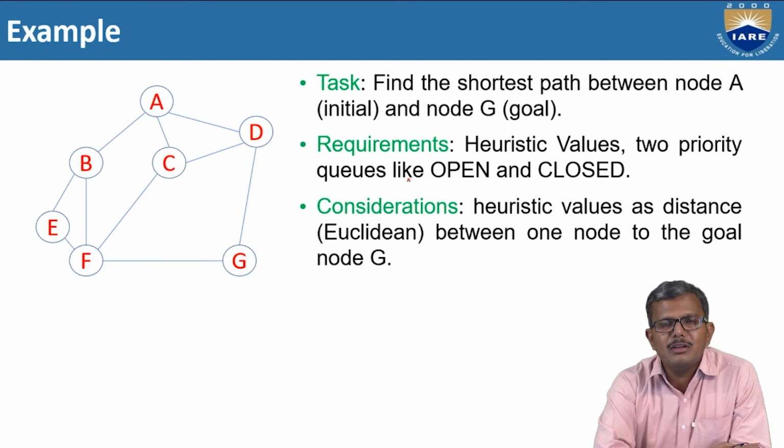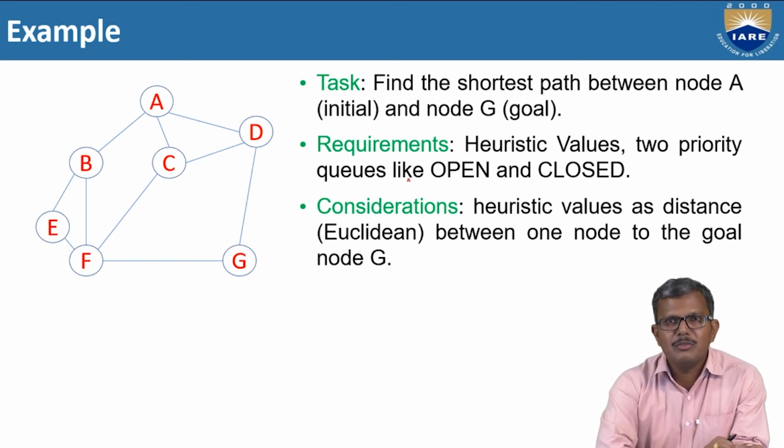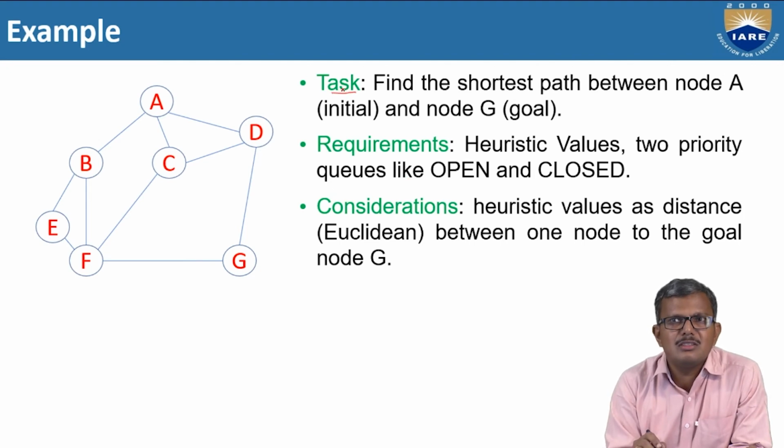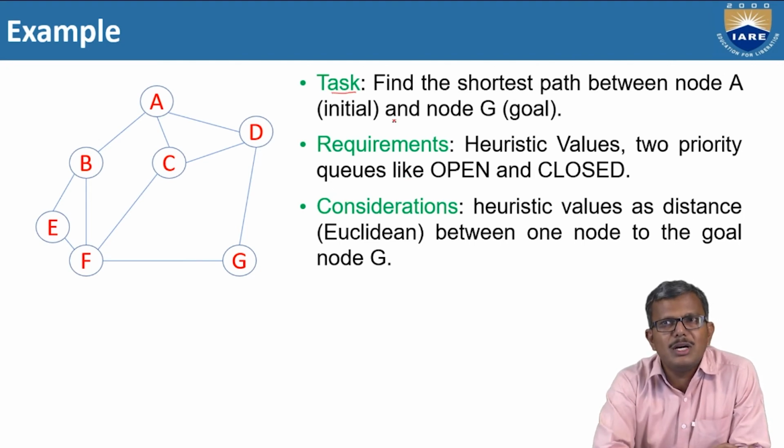This is the example, which can make it very clear how this best first search technique is applicable or implemented. For example, see, this is a particular graph representation. So what is the task given here? We need to find the shortest path between the initial node and the goal node. If you take any search technique implementation, its primary goal is to identify the shortest path only.